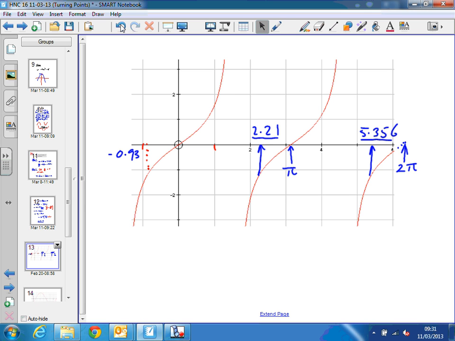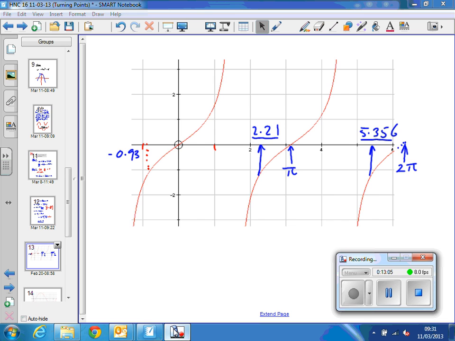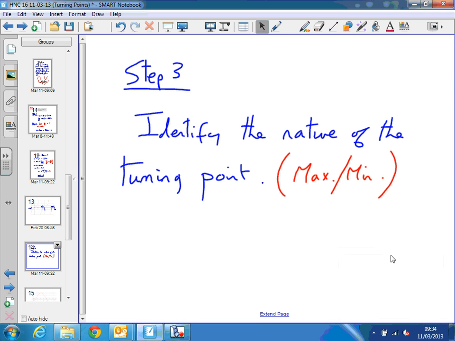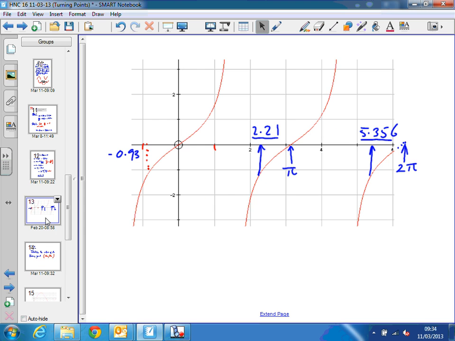So that's step 2. Step 3. Identify the nature of the turning point. Is it a maximum value or is it a minimum value at these points for x that we've identified? Remember, we've got x equal to 2.21, 5.356. Have we got a maximum at that point at 2.21 or a minimum? Is it a maximum value at that point or is it a negative value at that point? Is it a peak or a trough?